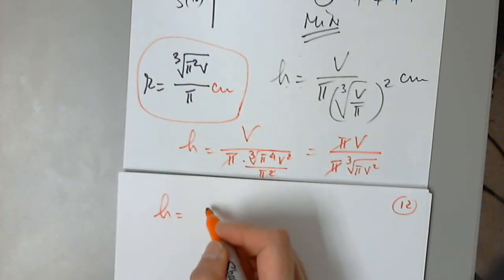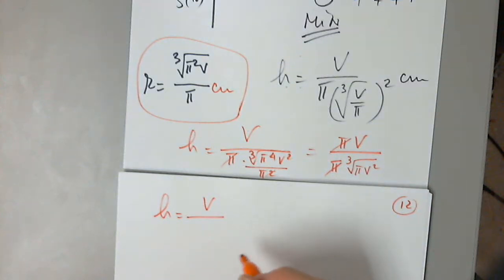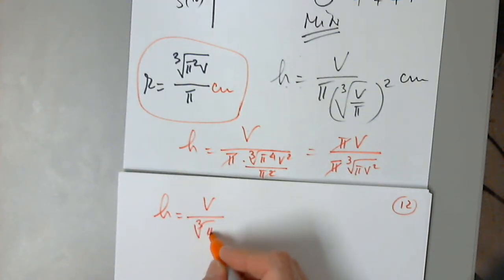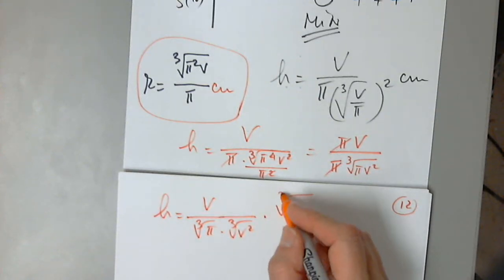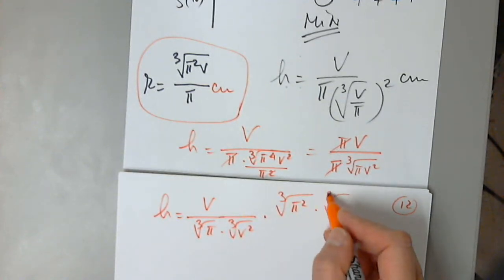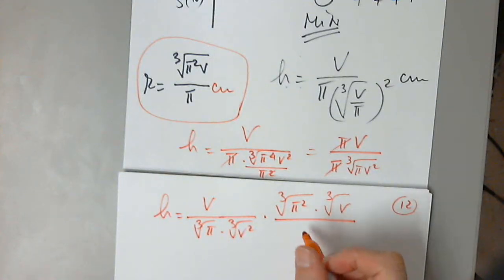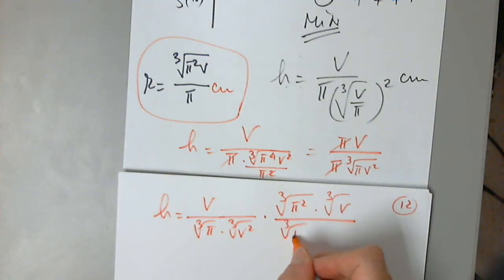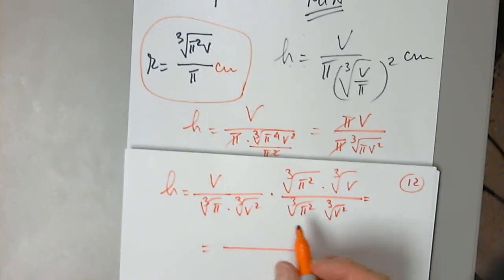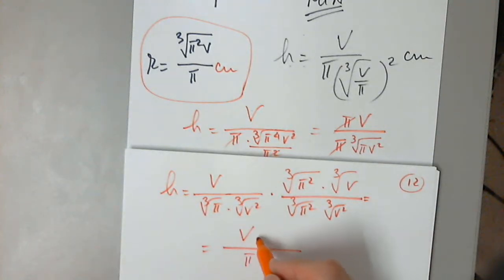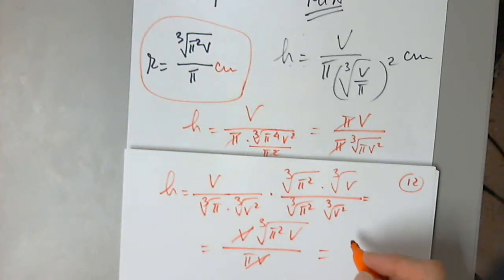So then h equals v over the cube root of pi and the cube root of v squared. And we rationalize by the cube root of pi squared and by the cube root of v. So the cube root of pi squared and the cube root of v squared. And now the denominator becomes pi v. The numerator is v, and then the cube root of pi squared v. So we cannot do anything else. This is it.